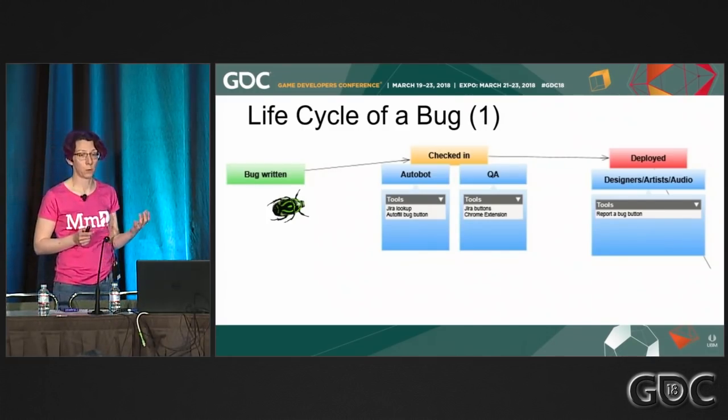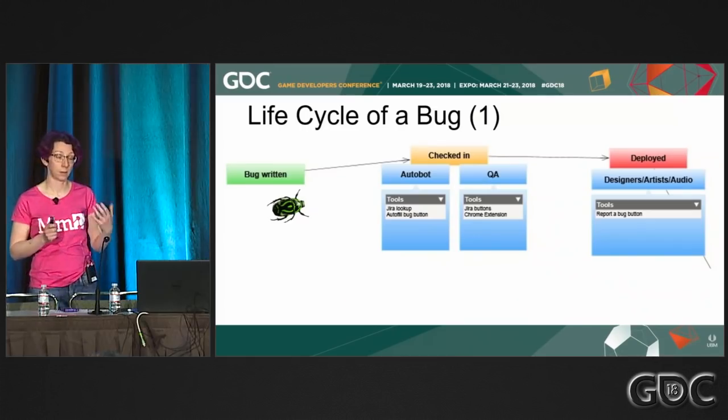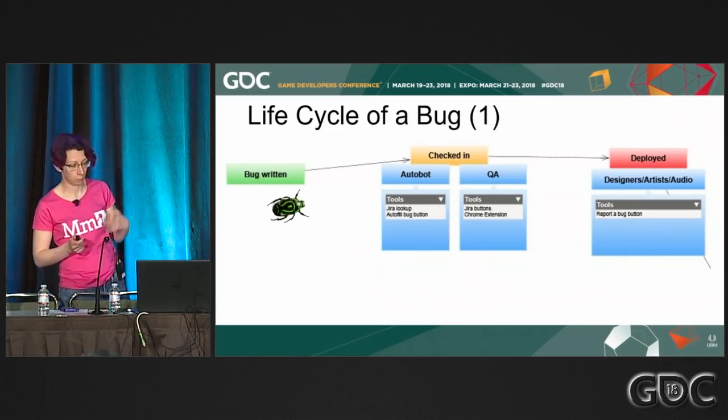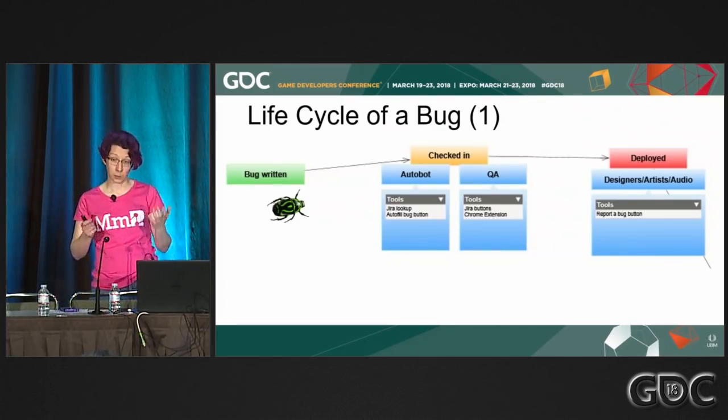And I'll tell you a bit more about how that works and what we've done to make the flow of bugs smooth and to help QA to put all the information into the bugs from Autobot. Then I'm going to talk about our next line of defense, which is QA.